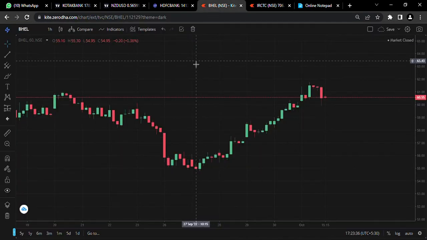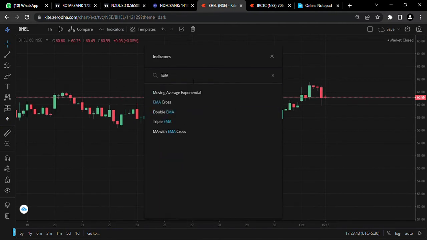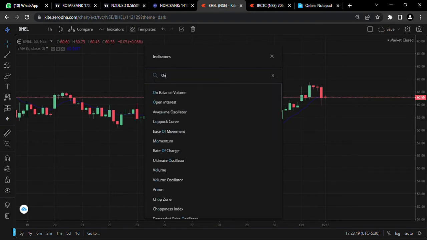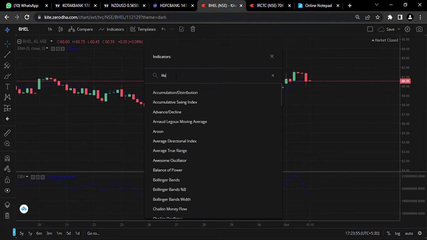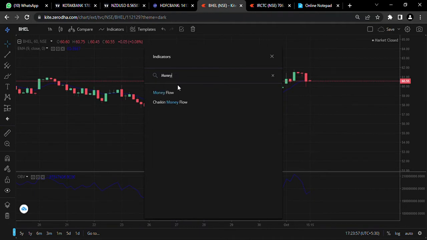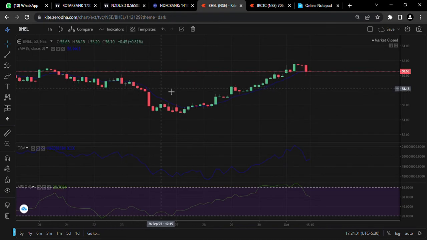So first of all, we'll add an EMA, and on balance volume, as well as we'll need a money flow index. There are some settings of these indicators, so I will change the settings.